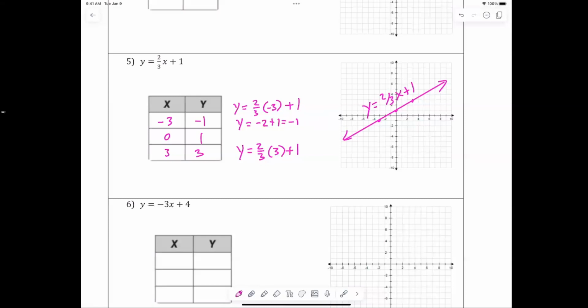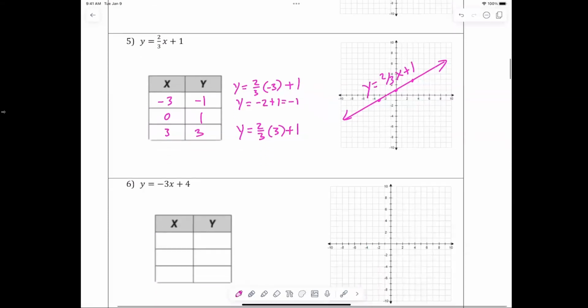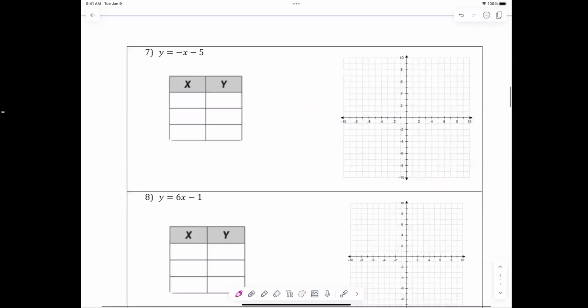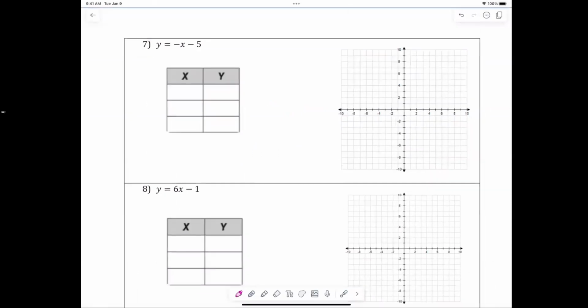Now I'm on number 7. Here we go. Do I have a fraction in this one? No. So what numbers do you want me to pick? -1, 0, and 1. Thank you for listening. So now, please, let's do the mental math together, guys. Eyes up. If I plug -1 in for x, -1 is what?